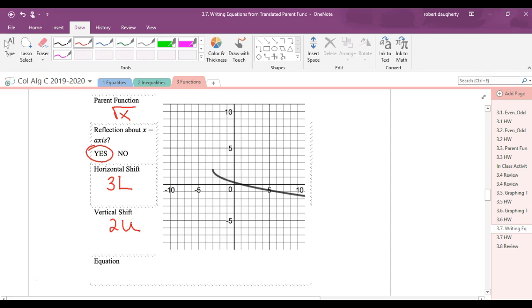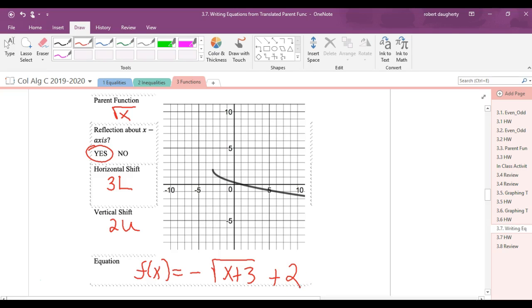So because it's reflected, I'm going to say this is f of x. What's the first thing that has to go next? Negative, okay? And then it's a square root of, yeah, x plus 3. And then what? Plus 2. Okay?